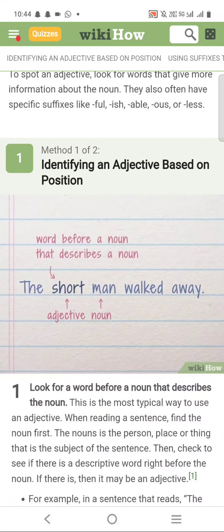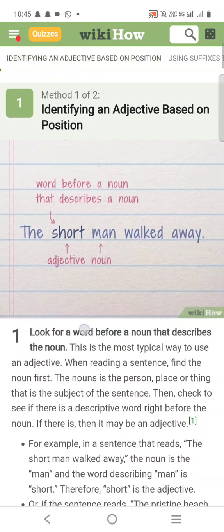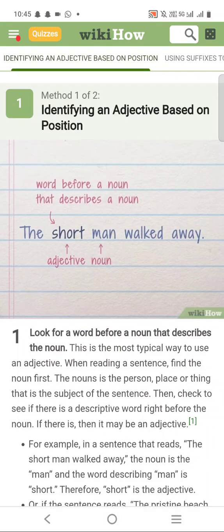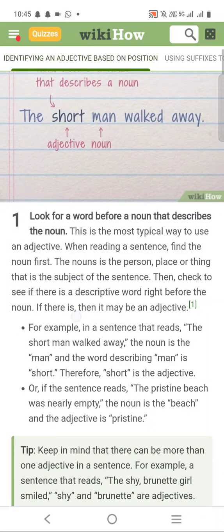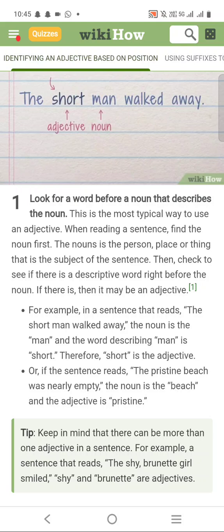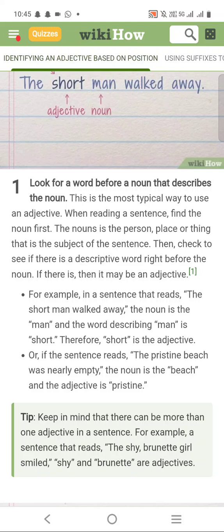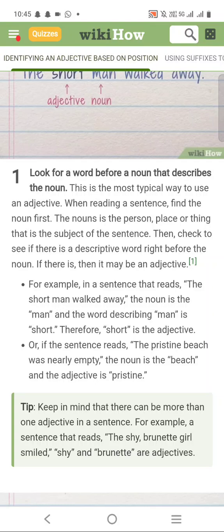Word before a noun: identify an adjective based on position. Look for a word before a noun that describes the noun. The short man walked away. Adjective, noun. This is the most typical way to use an adjective. When reading a sentence, find the noun first. The noun is the person, place, or thing that is the subject of the sentence.